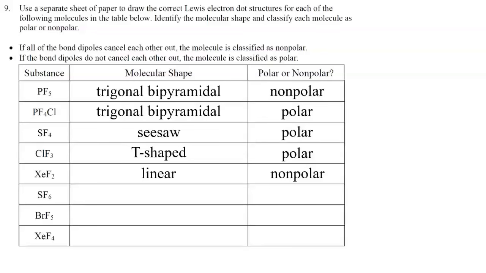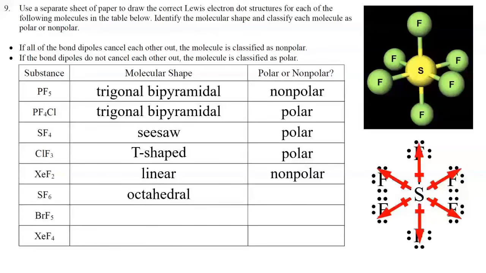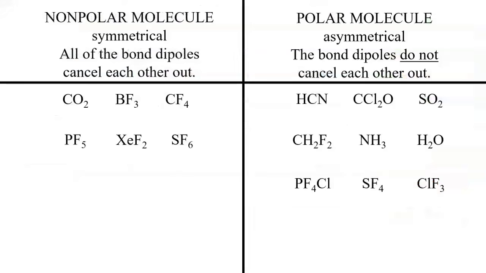All right, the next molecule in the list is sulfur hexafluoride, SF6. There are 6 bonding domains. The shape of the molecule is classified as octahedral. And because all 6 of these bond dipoles are arranged in 3-dimensional space in a very symmetrical fashion, all 6 of these bond dipoles will cancel each other out. SF6 is classified as nonpolar because all of the bond dipoles cancel each other out.